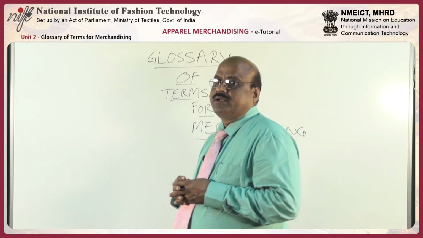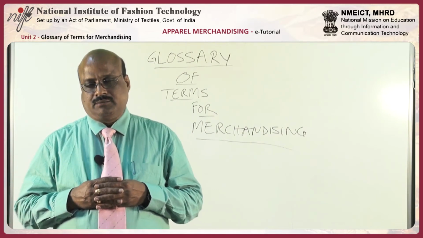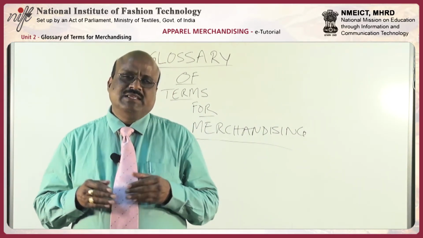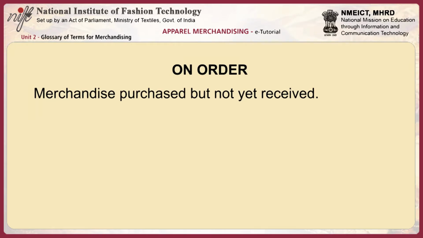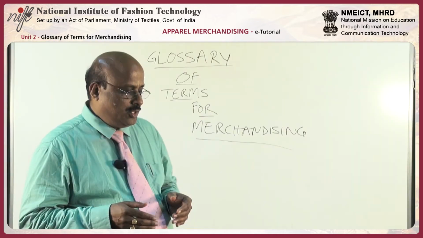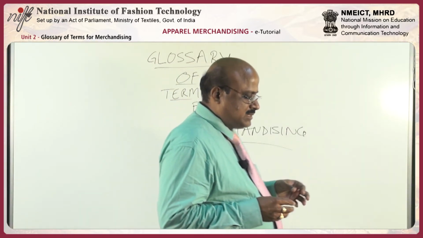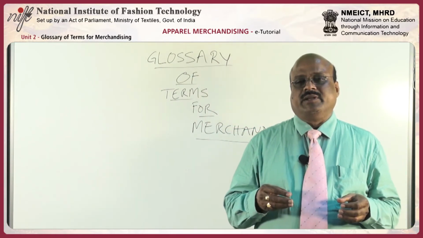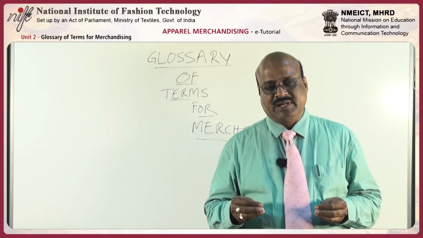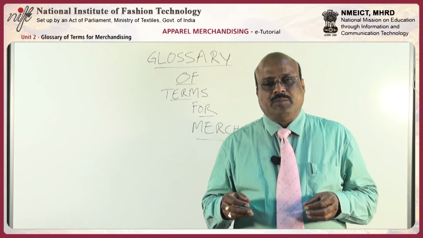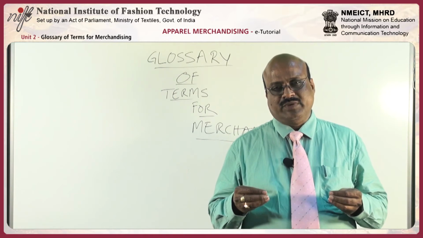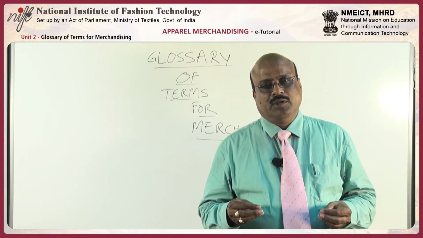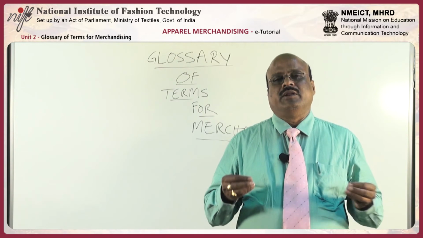The next term is on order. What is the meaning of on order? On order means the merchandise is purchased but not yet arrived or received. The store or the buyer has placed the order for purchasing the merchandise, but the merchandise is yet to be received by the store's warehouse or the store. That is called on order merchandise.